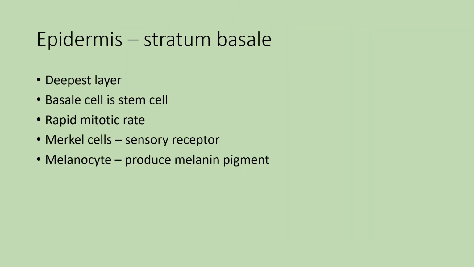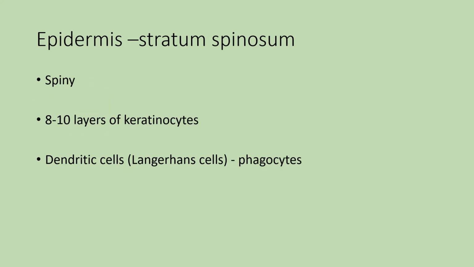So the stratum basale, that's the deepest layer, as I just said. The basal cell is a stem cell, which just means it hasn't specialized yet. It's going to go through mitosis very quickly. One cell remains behind, the other one gets pushed up. There are Merkel cells here. These are special receptors for picking up different senses. You also have melanocytes here. This produces a pigment called melanin. That's what helps to give skin color. Part of this is going to be determined genetically as to how much melanin you are producing.